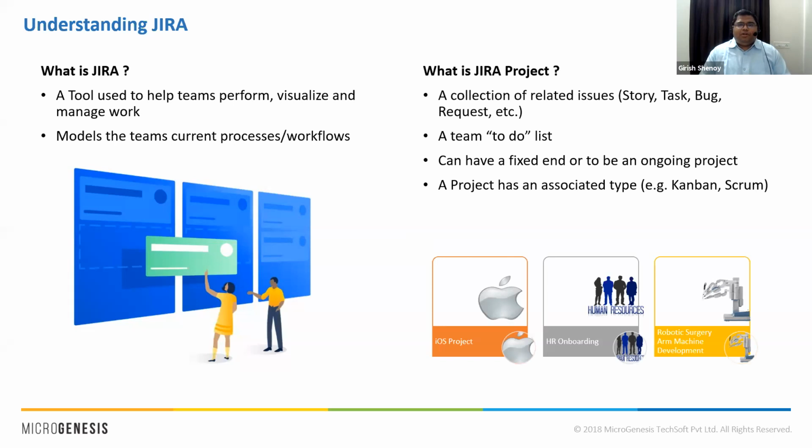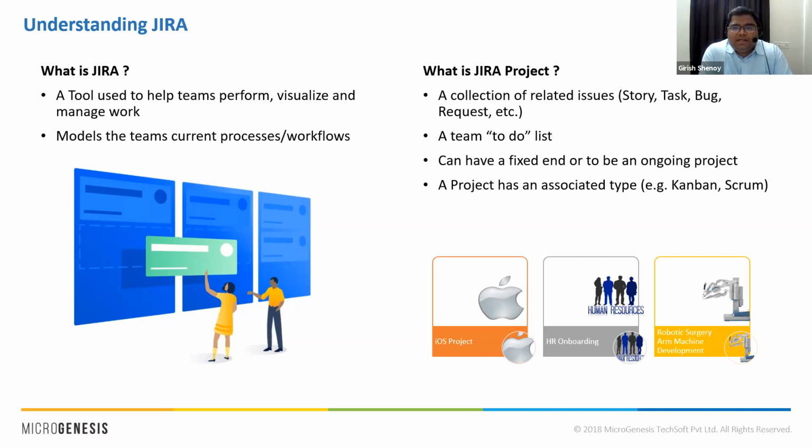So what is a Jira project? A project is a collection of related issues. When I say issues, it can be a story, task, bug, request, service request, or a to-do list. It can have a fixed end or be an ongoing project, right? When we talk about a task, it will always have a due date. That's why I was just mentioning, it can have a fixed end date or it can be an ongoing task.